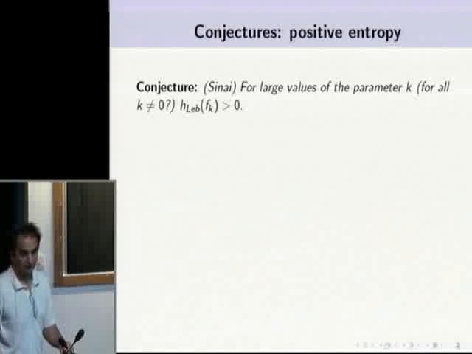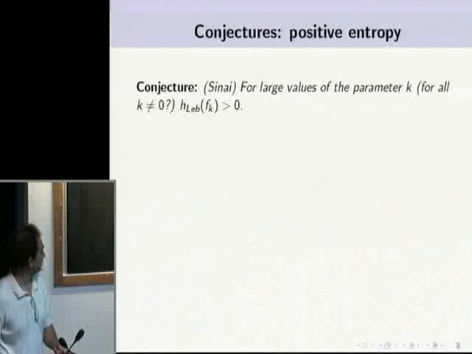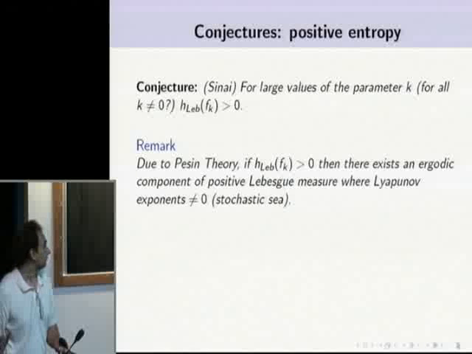Another conjecture, now by Sinai, claims that for large enough values of the parameters, or maybe for all values of the parameters, the measure theoretical entropy with respect to the Lebesgue measure is positive. Notice that the standard family preserves the Lebesgue measure, since it's a composition of two area preserving transformations. The conjecture is that the measure theoretical entropy with respect to that Lebesgue measure is positive for many values of the parameters in a sense. Once again, why is it interesting?